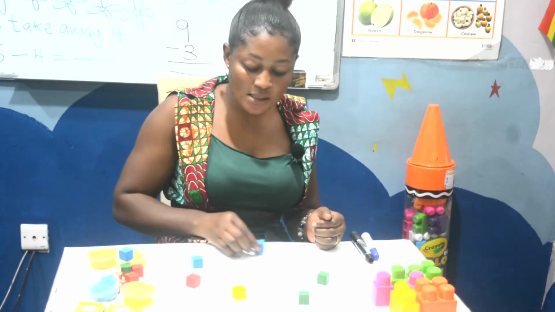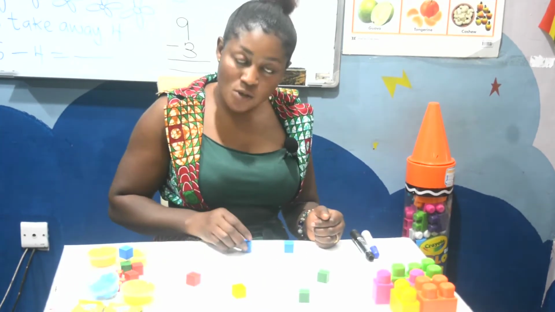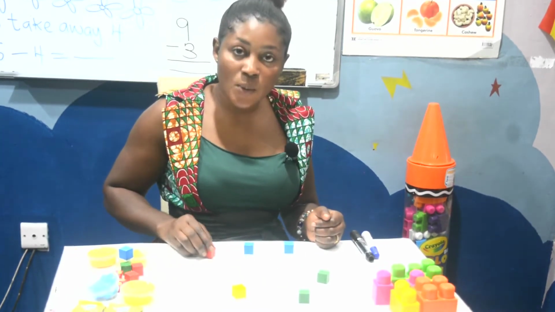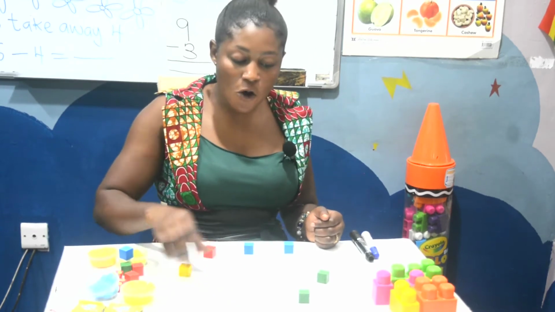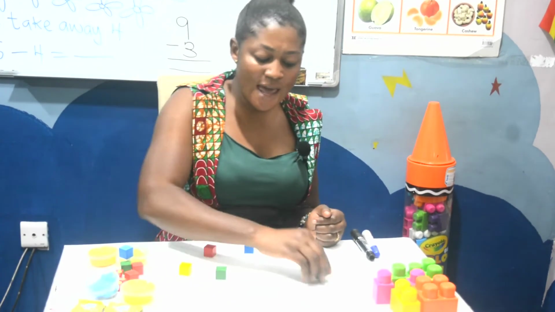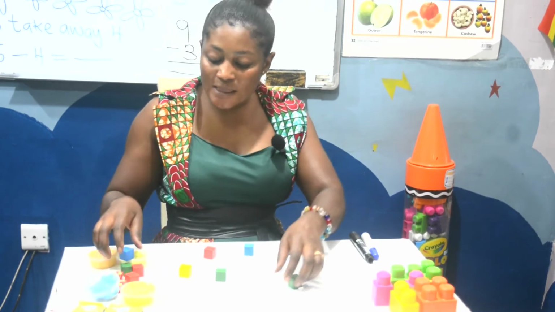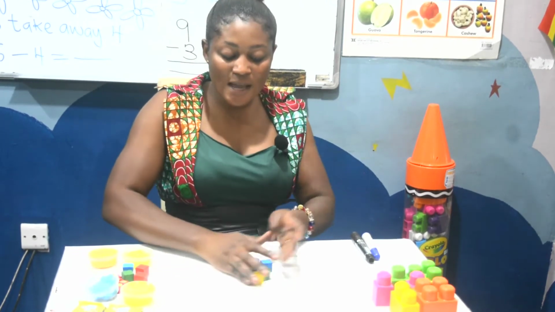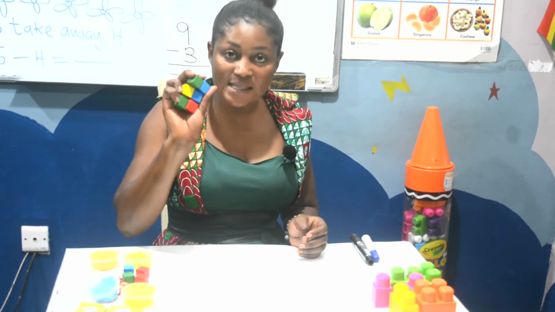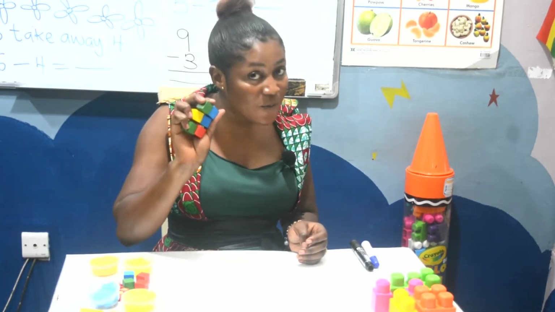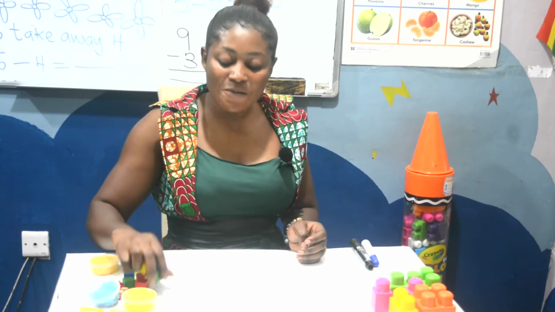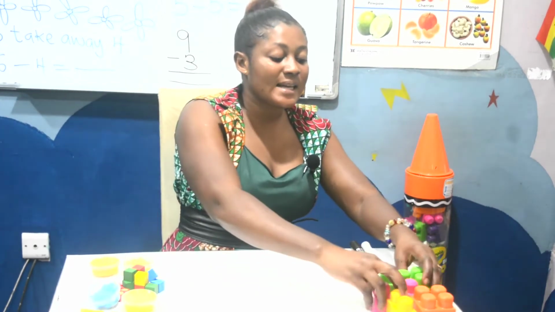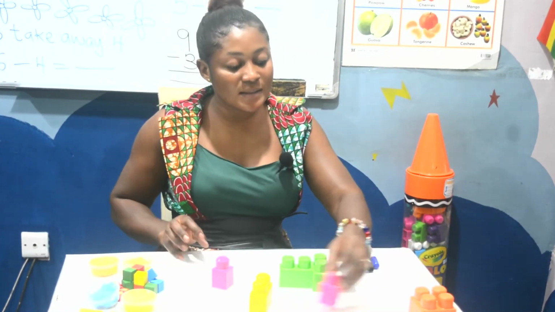So let's count it. 1, 2, 3, 4, 5, and 6. So 10, take away 4. The answer will be what? 6. Okay. The answer will be what? 6. Very good. Now let's get into the next one.